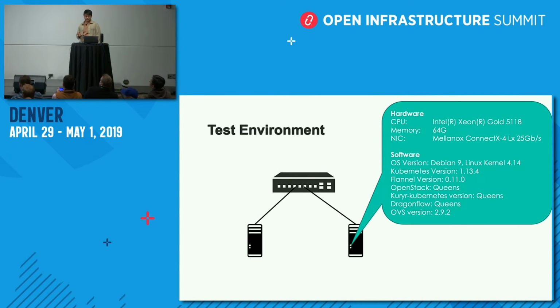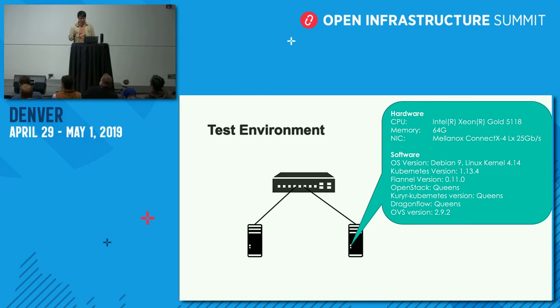Okay, next, let's see the network performance of hardware offload in Kubernetes. We test the network performance in a simple environment. Two hosts are connected under one switch. The bandwidth is 25 gigabits. The hardware and the software of hosts are listed. I don't want to go through all of them, but there are several things need attention.